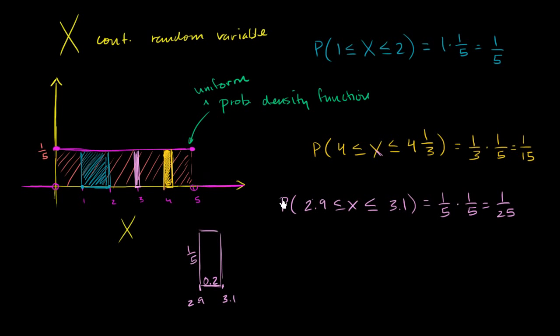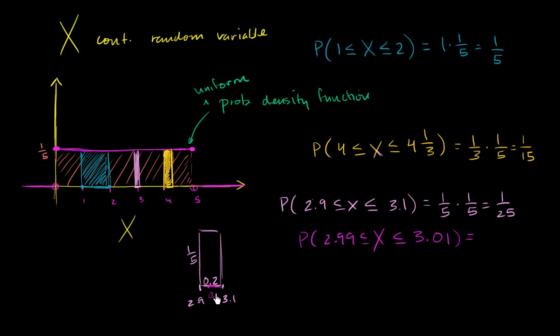What's the probability, not of that range? Let's take the probability that 2.99 is less than or equal to our random variable, which is less than or equal to 3.01. What is this going to be equal to? So now we've made our range a little bit smaller. Our base now is going to be 0.02. The difference between 3.01 and 2.99 is 0.02.